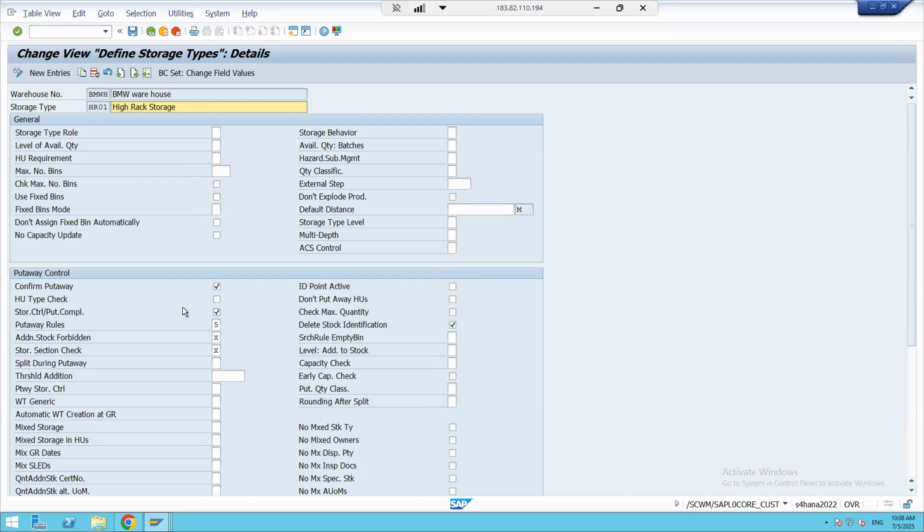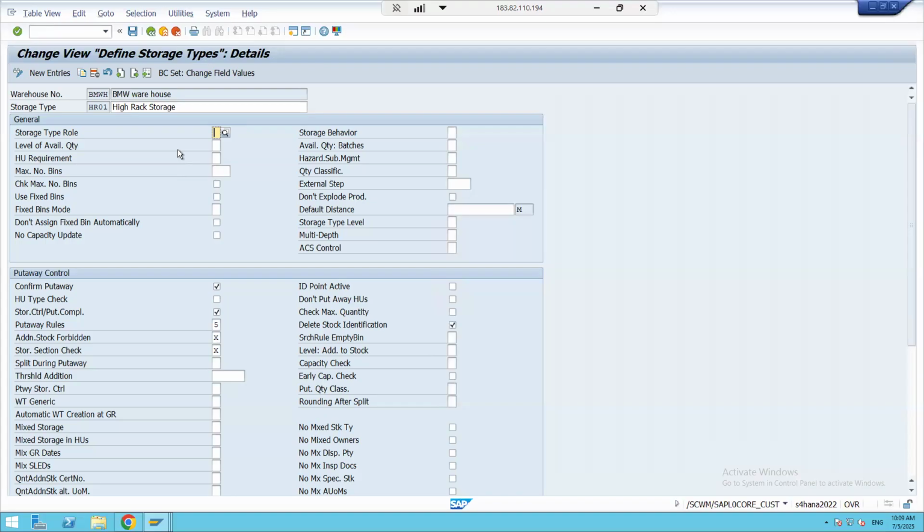Now, storage type role. What is the storage type role I will be using for staging area? What is the storage type role? You told that the storage type role will be discussed, but you forgot to discuss it last week. We haven't discussed anything about storage type role. Okay, good. Thanks. Let's discuss now. There is no problem. Storage type role is a very important field in the EWM storage types.